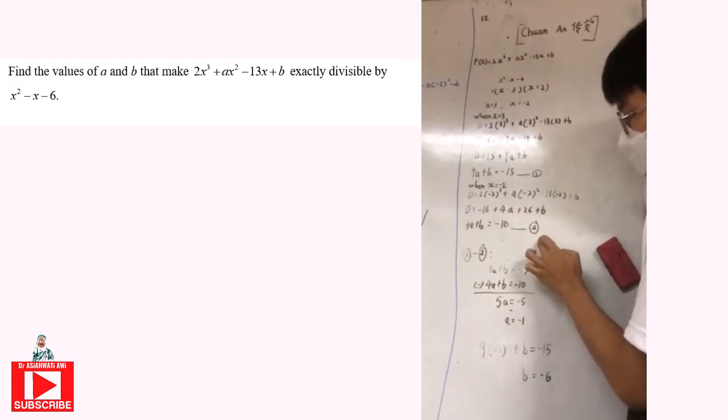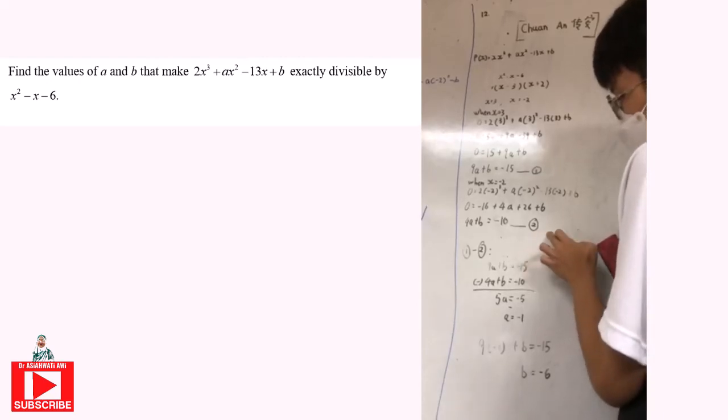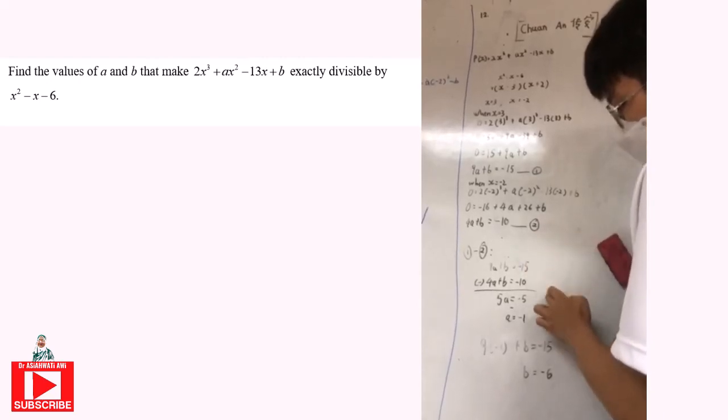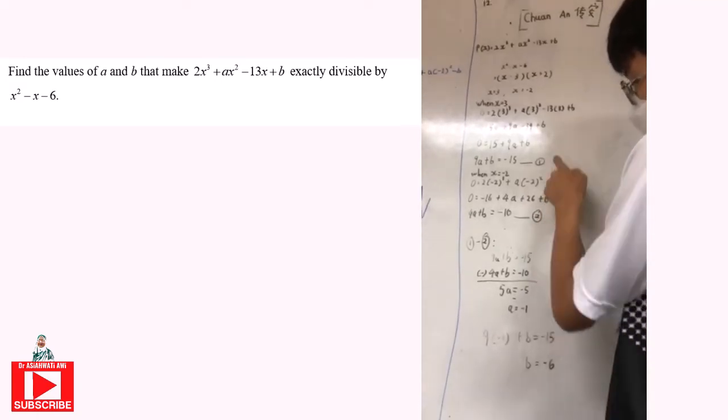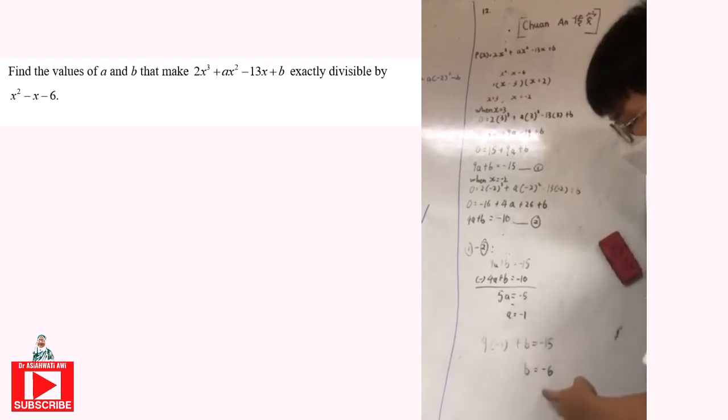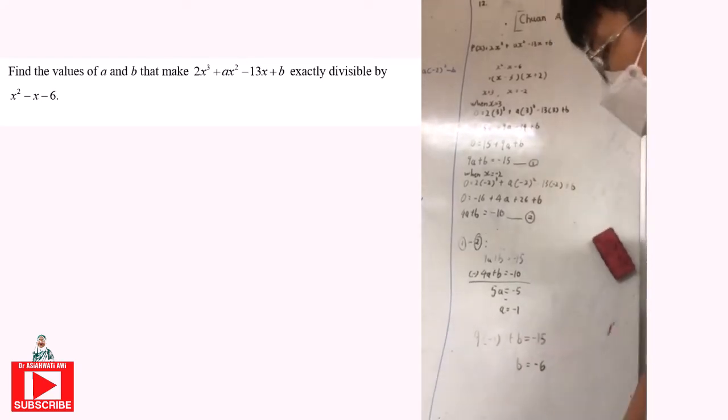4a plus b equals to negative 10, and we use elimination method to find a equals to negative 1. If we have found a equals to negative 1, we can substitute into these two equations to find b. So b is equal to negative 6.